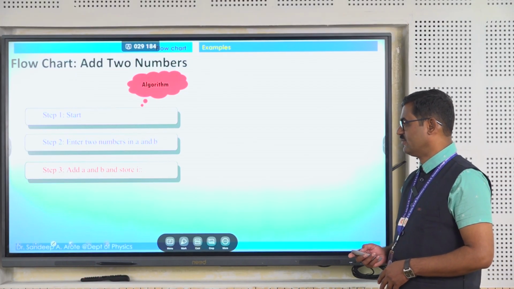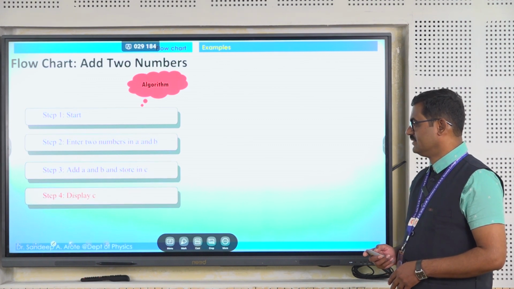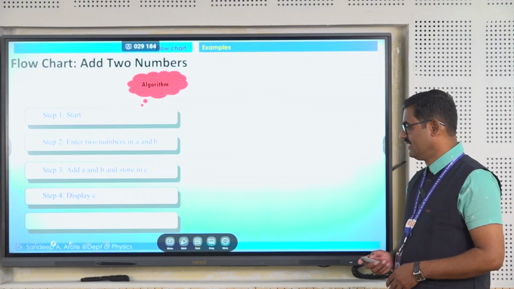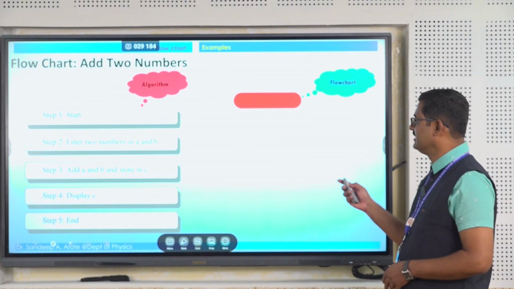So C is equal to A plus B. Then step 4 is display the value of C, and then end. Now let us construct the algorithm flowchart for this.